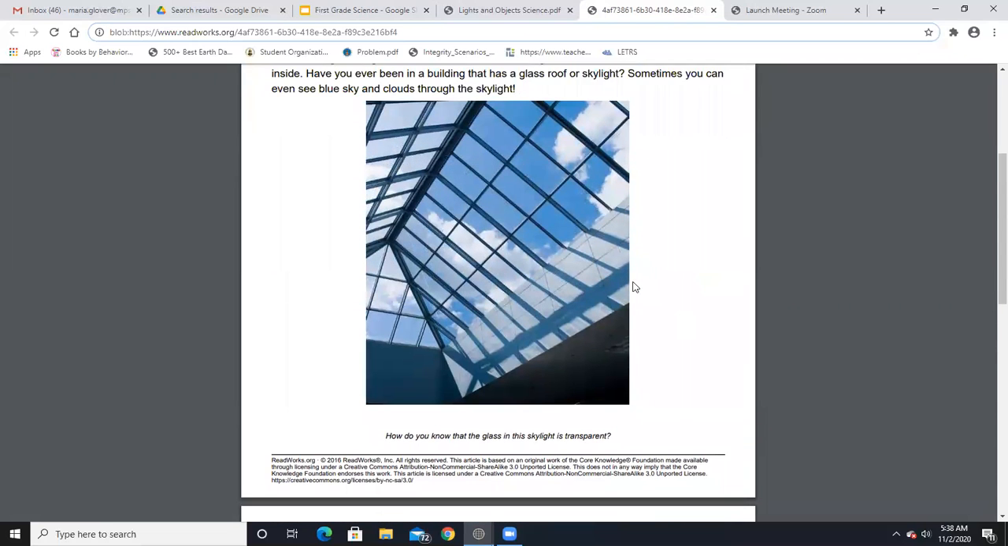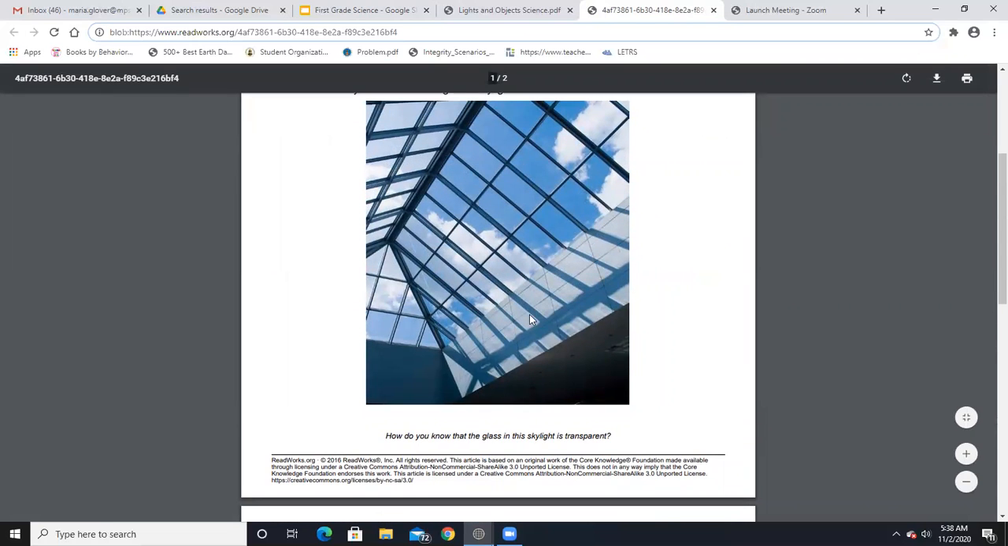And this is a picture of glass, and it is transparent. So how do we know it's transparent?